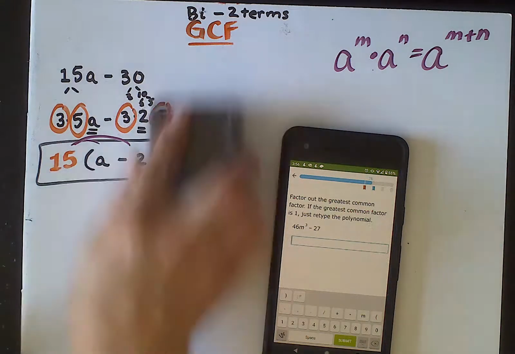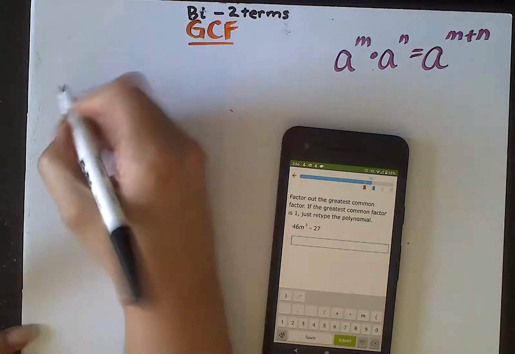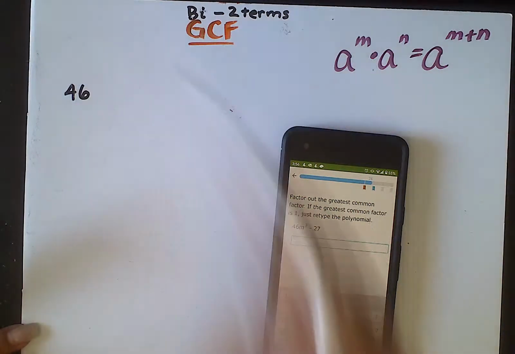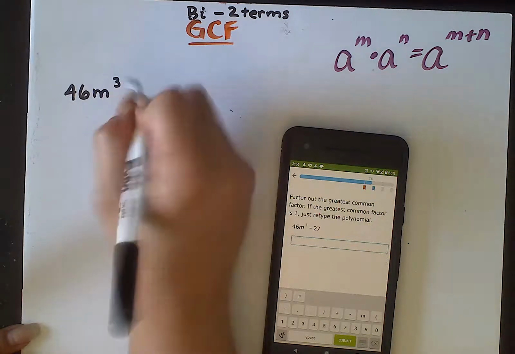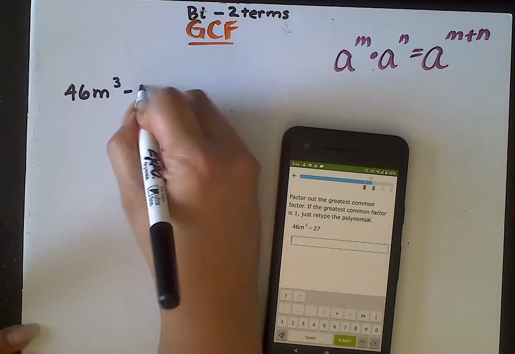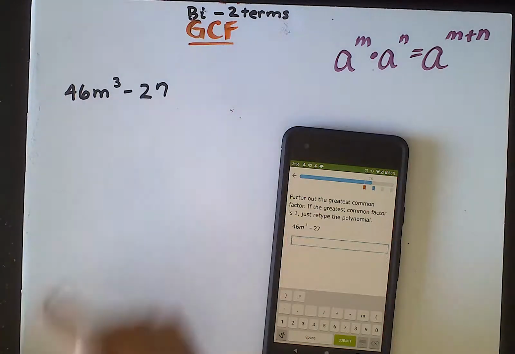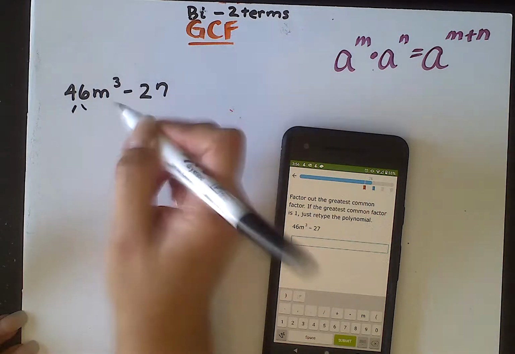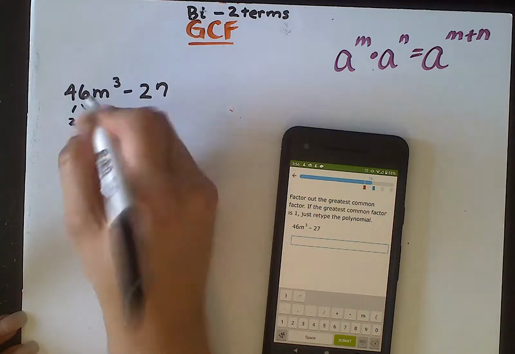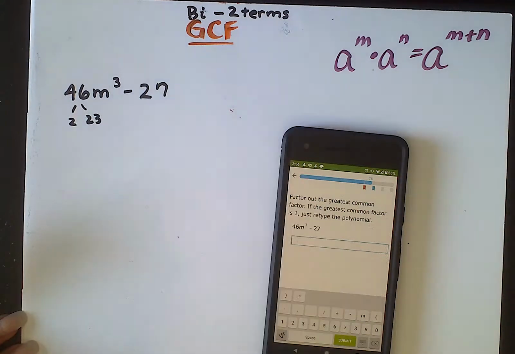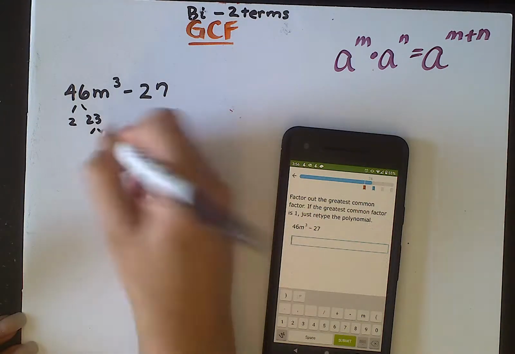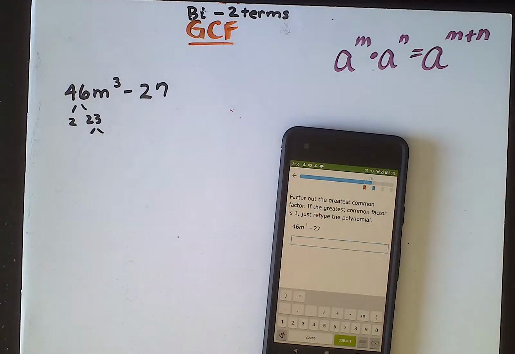All right, and I was hoping to get to these a little bit quicker, so move a little quicker. 46m cubed minus 27. Again, we have a binomial. Now, oh dear, that should be 2 half of 4s, 2 half of 6 is 3. Okay, now 23, I can't break up into 2, but let's see.